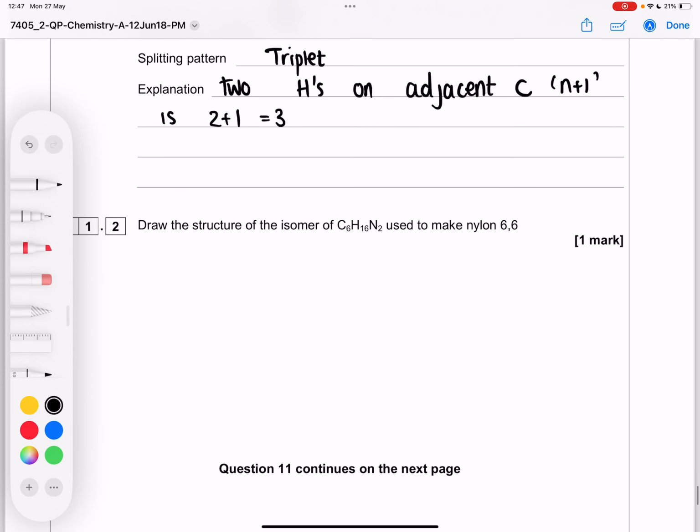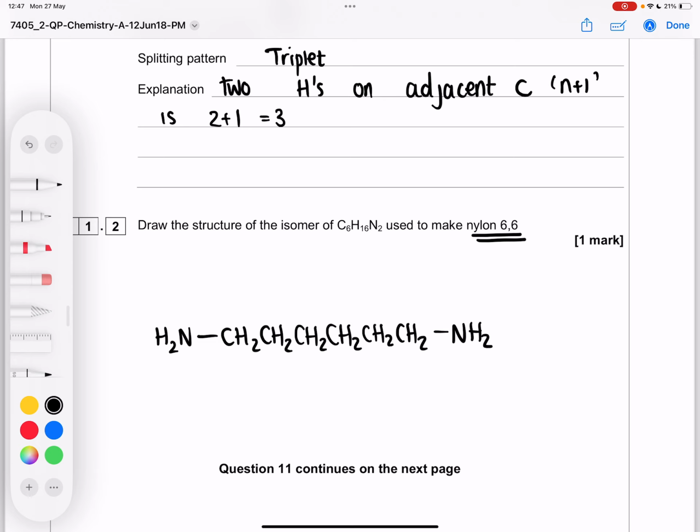So now we want to say nylon 6,6. Now nylon 6,6, the 6 refers to the chain of carbons. So we're going to have 6 carbons in a row with the amine groups at the end in order to allow us to join in a polymer structure. So I've done 4, 5, 6, and then another NH2.